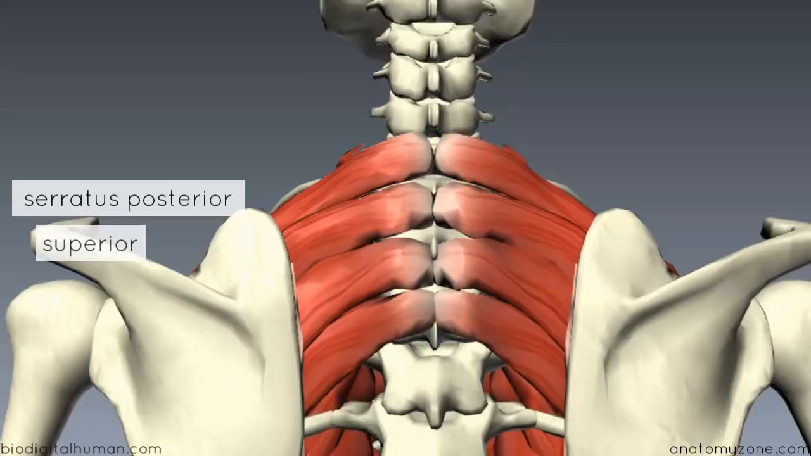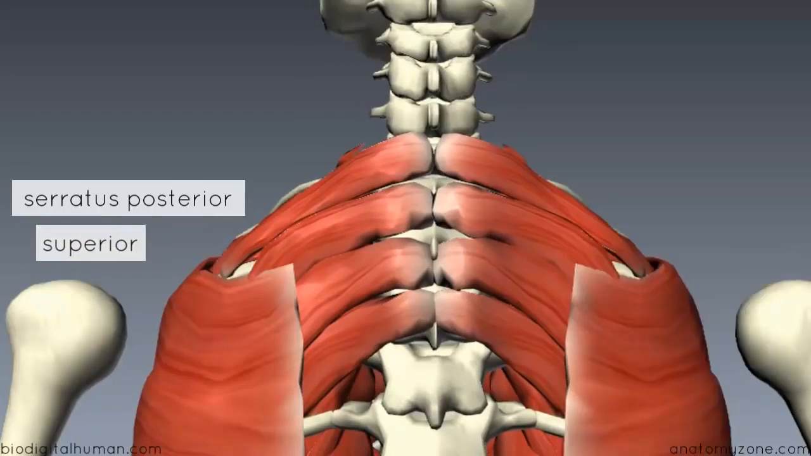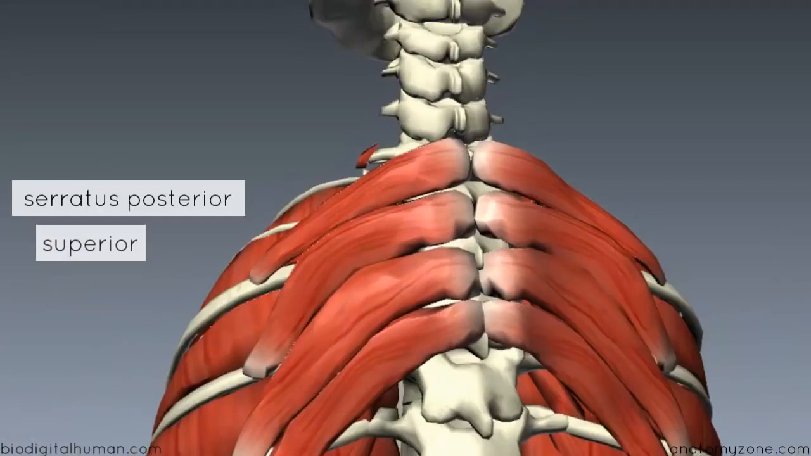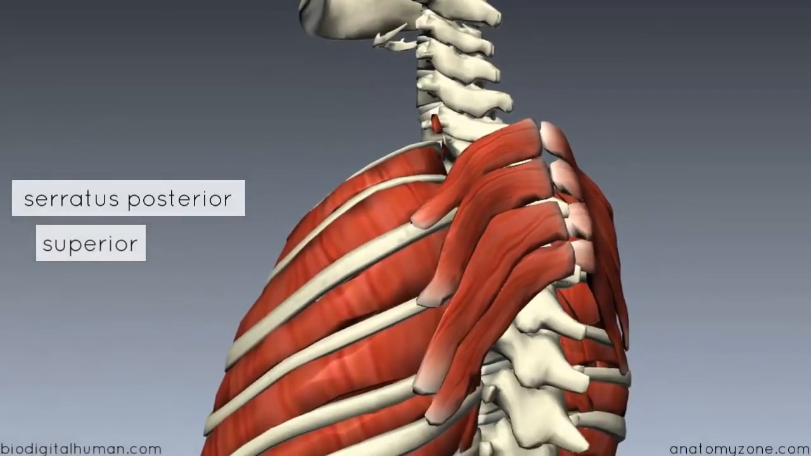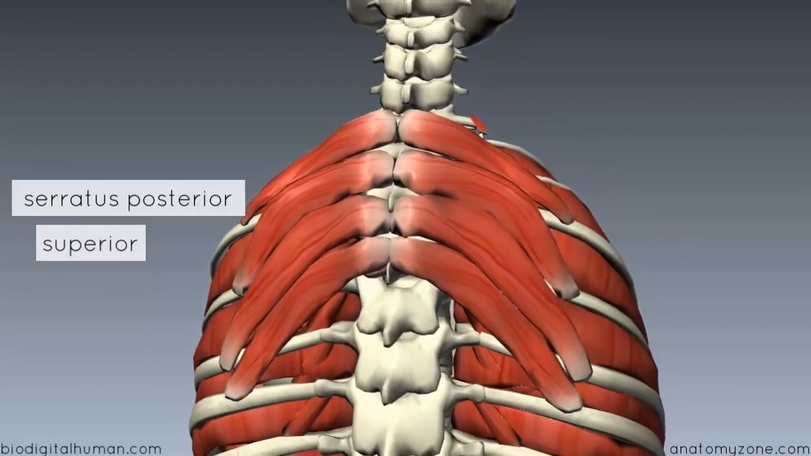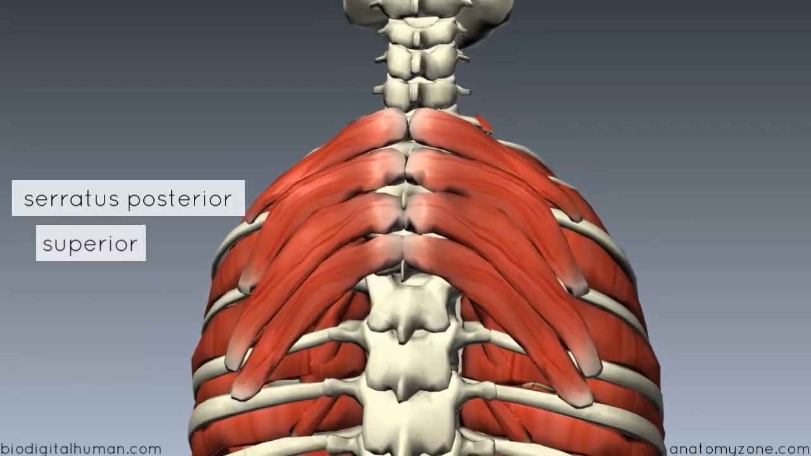second to fifth ribs. So if I just remove the scapula there and temporarily remove the serratus anterior, you can see the insertion point of this muscle on the ribs. This muscle is innervated by the corresponding intercostal nerves. So it attaches to the second to fifth ribs, and it's innervated by the second to fifth intercostal nerves, and its function is to elevate the ribs.